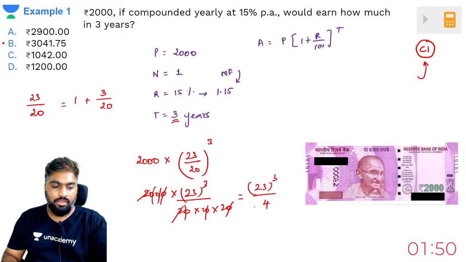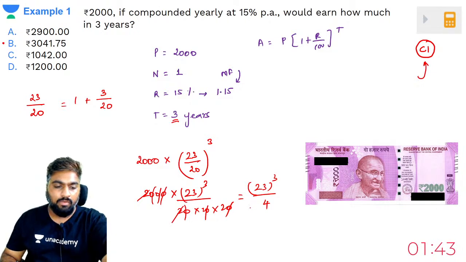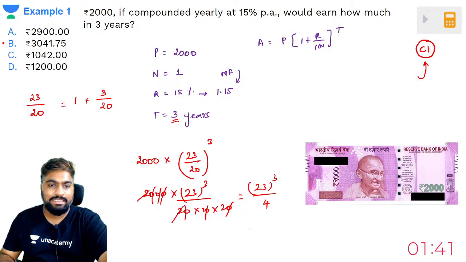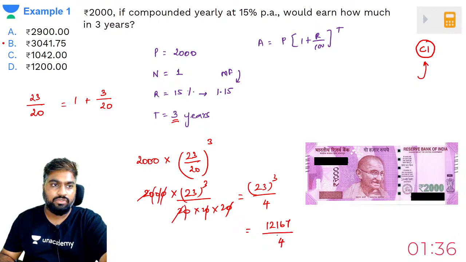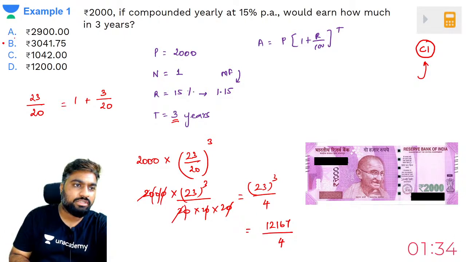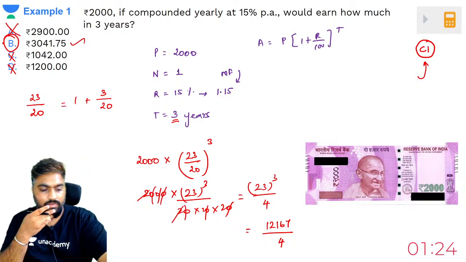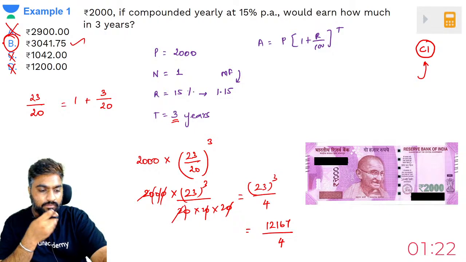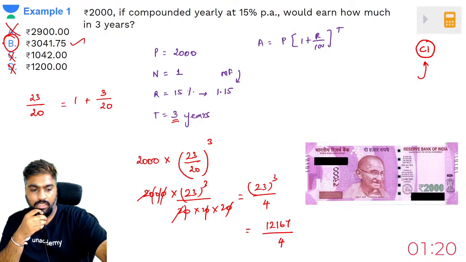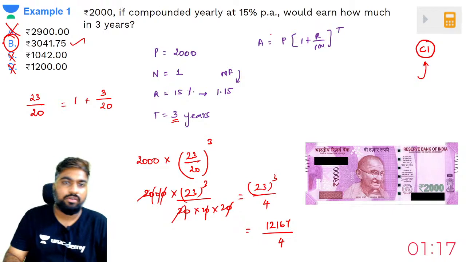23 cube by 4 is how much? 12,167. 12,167 by 4. So this is going to be somewhere close to 3000. 3000 से ज़्यादा है, तो only answer choice more than 3000 is this. This is your answer. Cool? Yeah. So you can do it using fractions or you can do it using this also.